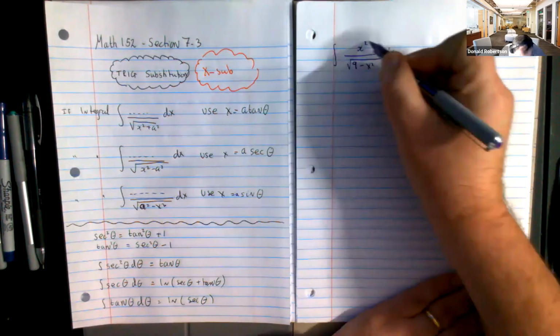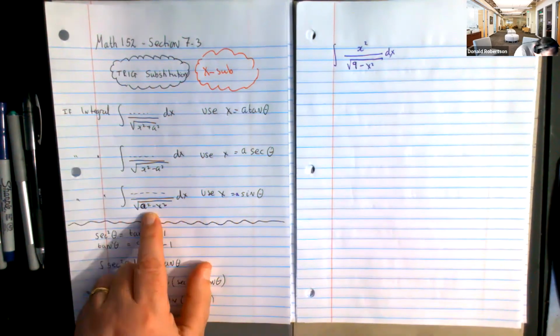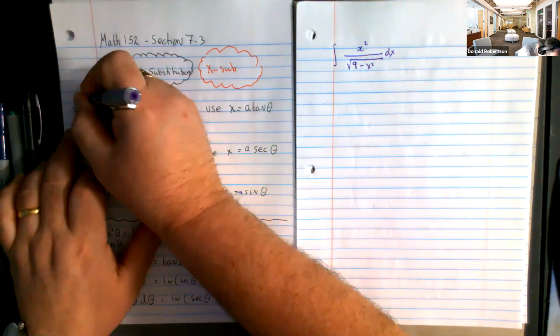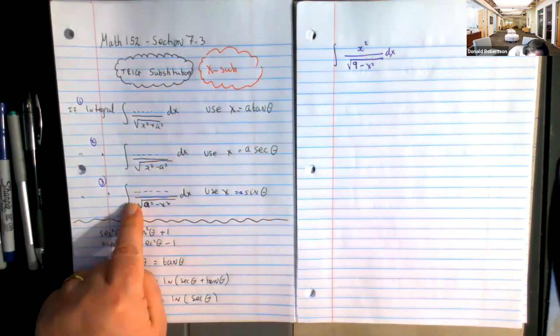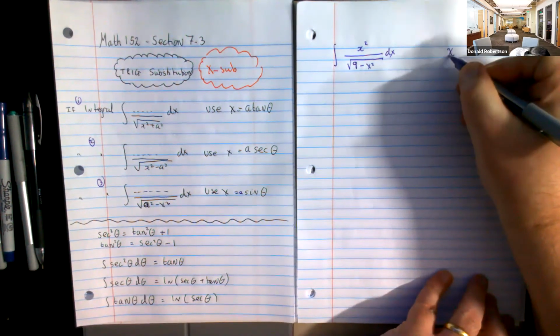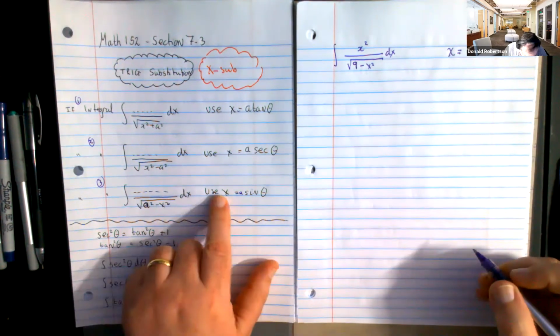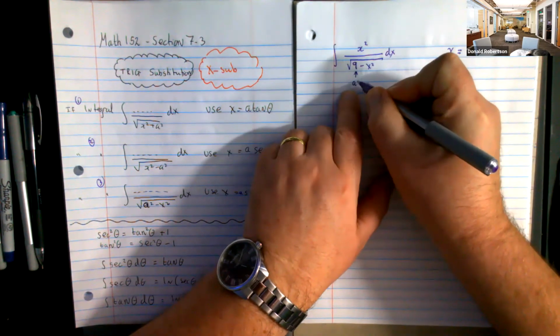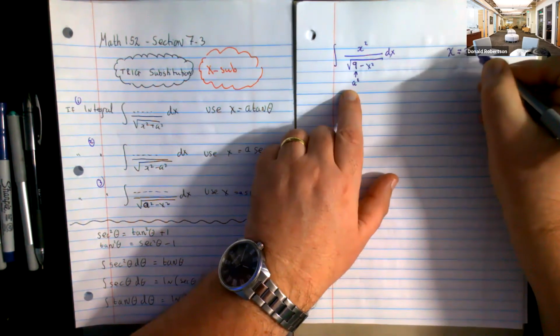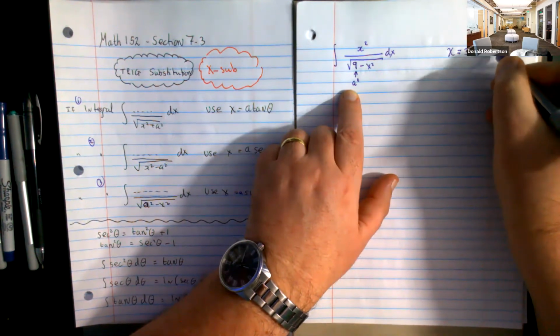Right. It looks like, I'm going to call them some. This is 1, this is 2, this is 3. This guy looks like number 3. That means you make this substitution: x equals a sine theta. If you want to think of this as being a squared, that means this fella.